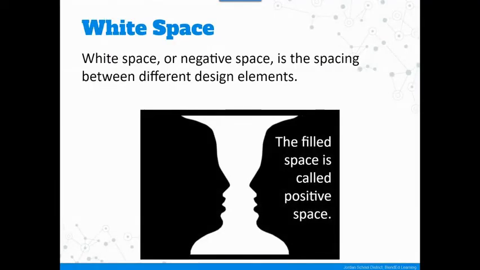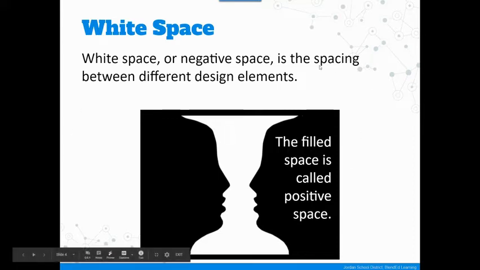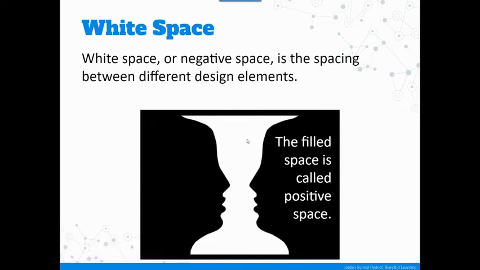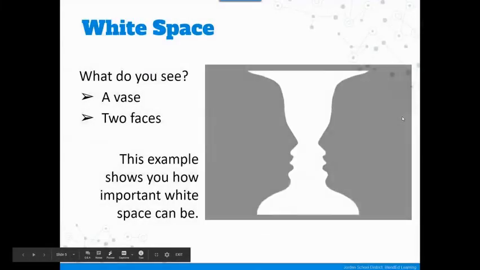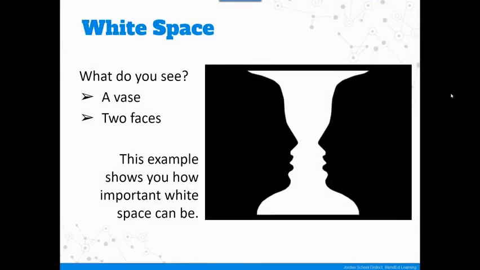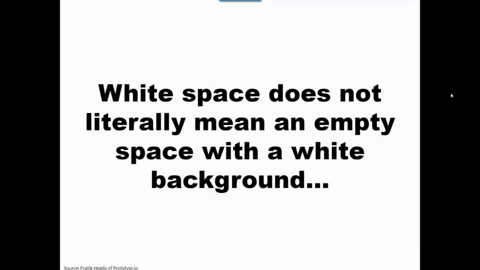White space or negative space is simply an unmarked space in the design. It's a space between the layouts, the lines of paragraphs, between different elements, and so on. So you can see this has been around forever. You can see the black part is the filled space called positive space, and this is the negative space. So do you see a vase or do you see two faces? And this example shows you how important space can be.